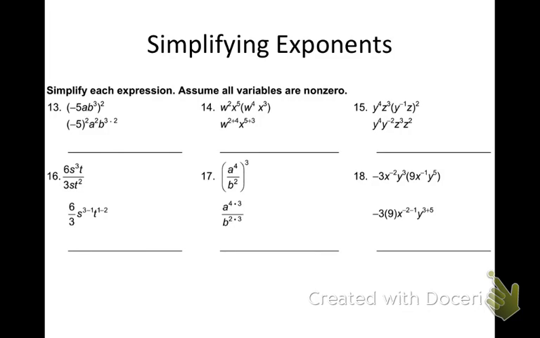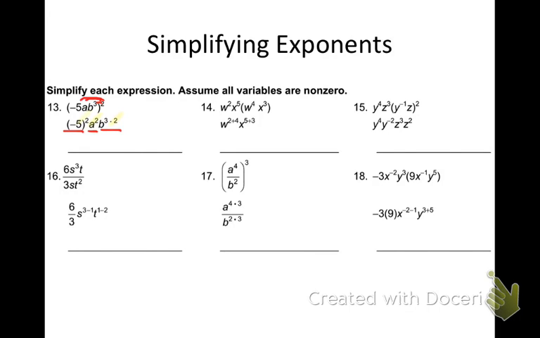I have -5, a, b to the third, all raised to the second power. So notice, I have to take my 2 to every exponent on the inside. So I have -5 squared, a squared, b to the third times 2. Okay, recognize, I took that 2 to everything on the inside. It's like distributing the exponent to everything on the inside.